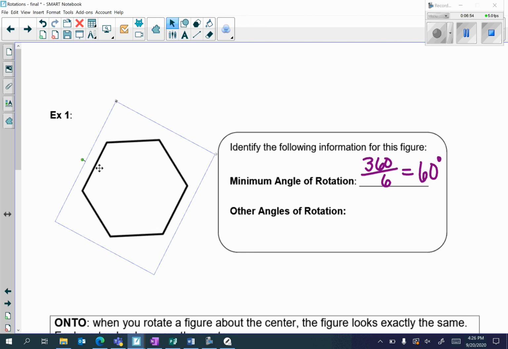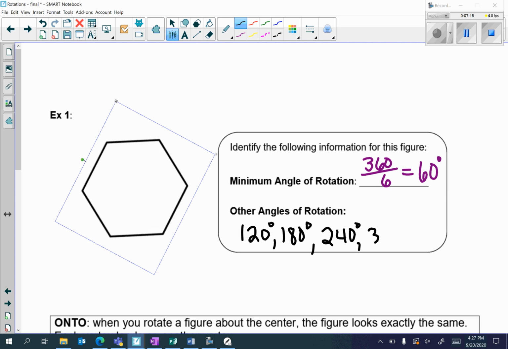In order to find the other angles of rotation, I take 60 and add 60 to it. So that's going to give me 120. Add 60 again, 180, and so on, until you get all the way back to 360. So my minimum angle of rotation is 60 degrees. And for my other angles of rotation, I continually add 60 degrees. So 120, 180, 240, 300, and 360.